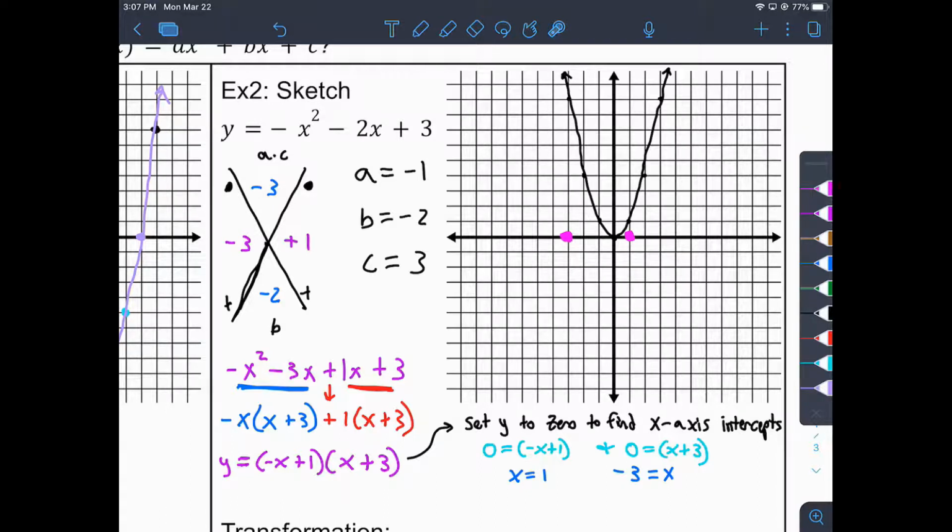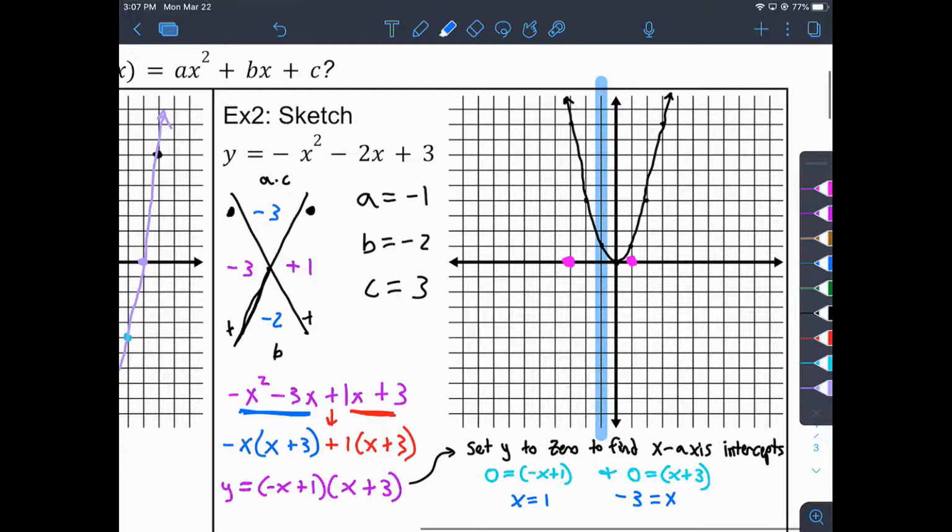That means my vertex has to be directly between those two, which is this line of x equals -1. I'm going to graph this and put it on here. That is my axis of symmetry, x equals -1. And the vertex has to be somewhere along there. The only thing is I don't know where, but I can find it. Since I know the x coordinate, what if I plugged it in and solved it? Then it would tell me my y coordinate. So I'm going to do that.